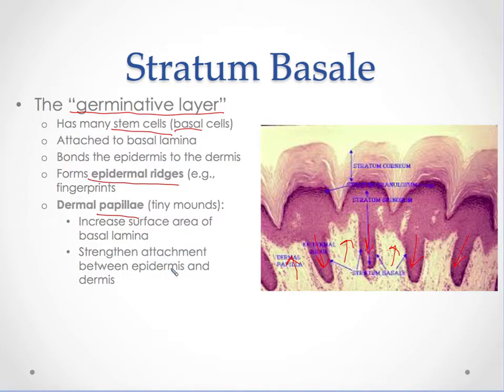which strengthens the attachment. There's a condition in horses where they don't have this connection take place, and so the skin on a horse actually slides around, which is not a good condition to have. And you can actually tear the skin right off the horse because this connection is not there. There's no bond.